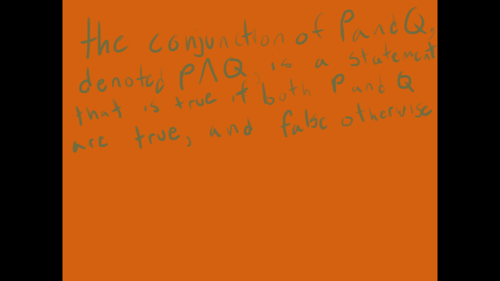Our first construction of a statement is a conjunction. And the conjunction of 2 statements, say P and Q, denoted by the following, is a statement that is said to be true if both P and Q are true. Otherwise, it's false. So we can look at the following truth table.